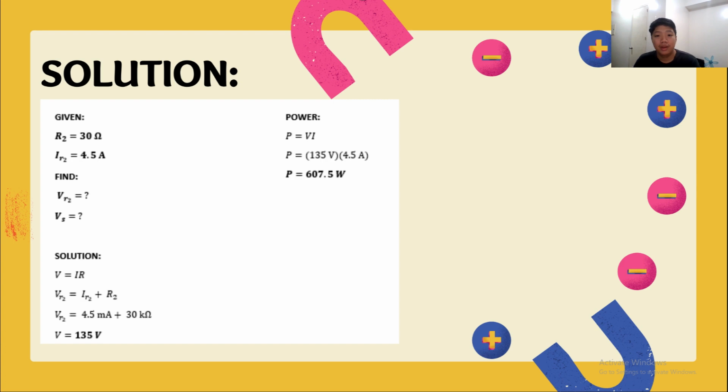Okay. Now, what is ampere again? Our ampere again is 4.5 ampere. And our volts is 135. Multiply it and you will get 607.5 watts. That is our power in this problem.